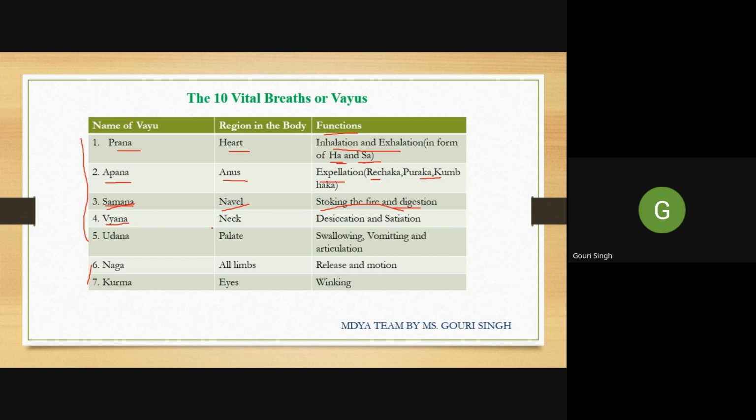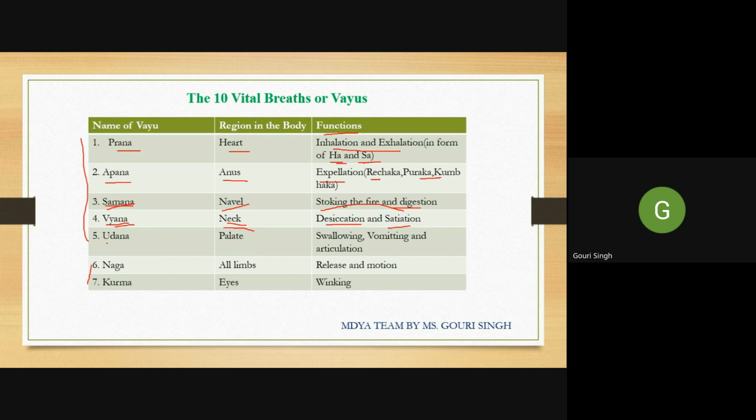Then the fourth one is the Vyana. Vyana is present in which area? That is present in the neck and throat area, and its function is desiccation and satiation. As we know, whenever these types of functions are present, they happen in our throat region, so it is present in our neck or throat. That is your Vyana Vayu.